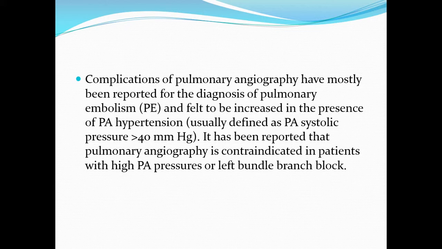Complications of pulmonary angiography have mostly been reported in the diagnosis of pulmonary embolism, and they increase in the presence of pulmonary artery hypertension, which is defined as pulmonary artery systolic pressure of more than 40 mm mercury. It has been reported that pulmonary angiography is contraindicated in patients with high pulmonary artery pressure or left bundle branch block, because sometimes right bundle branch block occurs with the right heart catheterization, resulting in complete heart block.